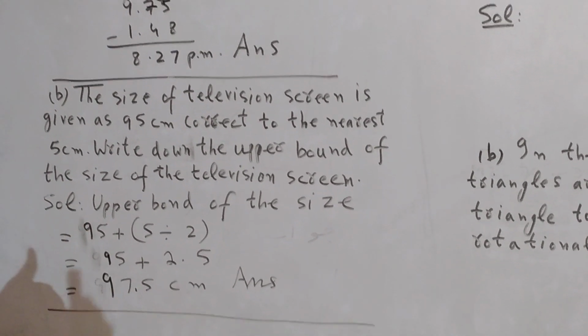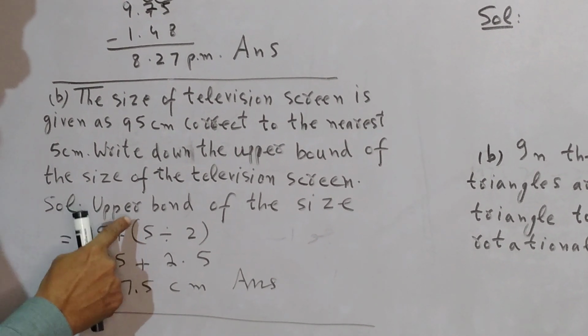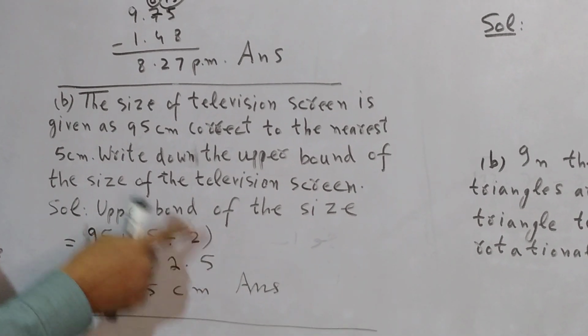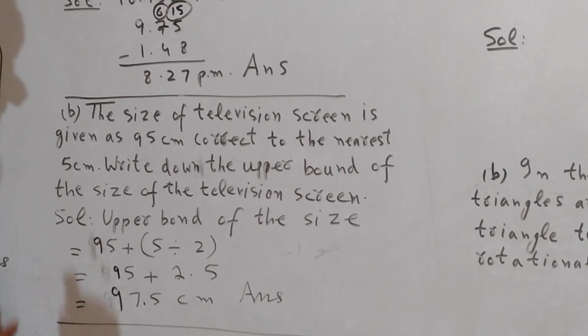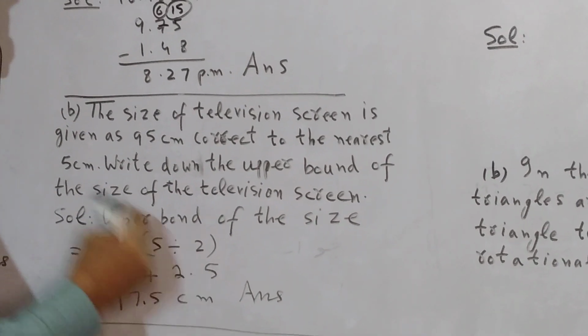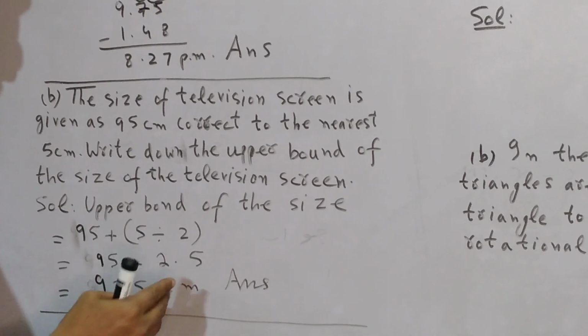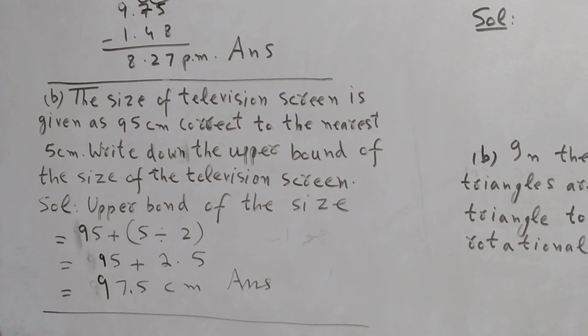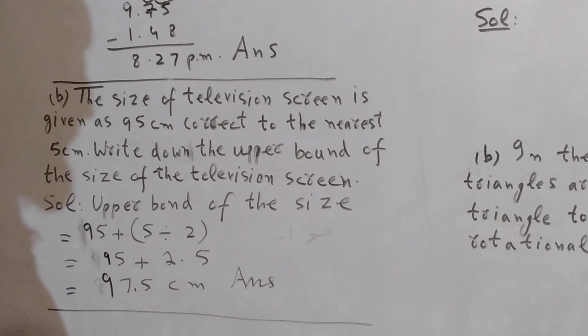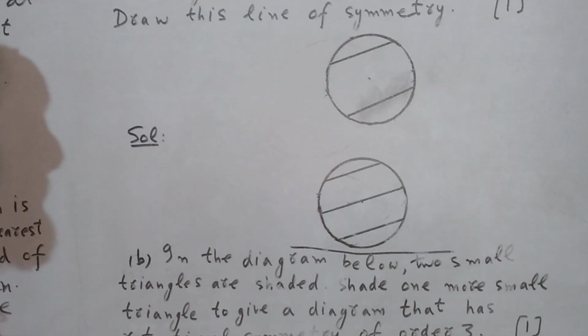If we want to find the lower bound, then the same term, 5 divided by 2, would be subtracted here, but here we are going to find the upper bound, so we add 5 divided by 2. 5 divided by 2 is 2.5, and when we add it to 95 we get 97.5. So that's its answer. Now we move to the next question, that is question number 7.